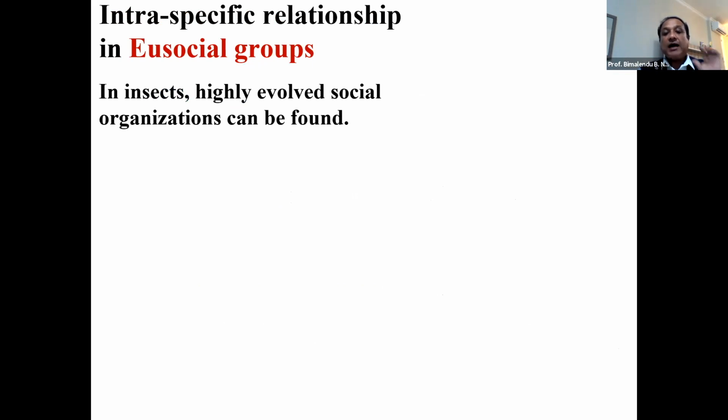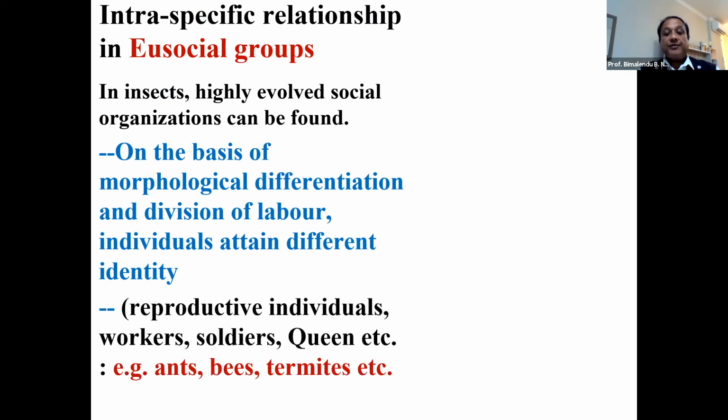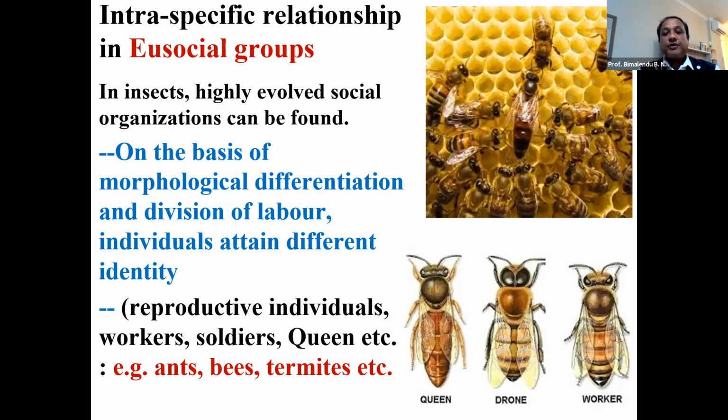Okay, in insects, the highly evolved social organizations can be found on the basis of morphological differentiation and different division of labor. Individuals attain different identities, and there are reproductive individuals we can sometimes call queen, or workers, then soldiers and so on, and reproductive individuals called drones, the males. This is a terminology in the honeybee group which we use, and you can see the different types of morphological modification. So ranking is basically developmentally and genetically determined.